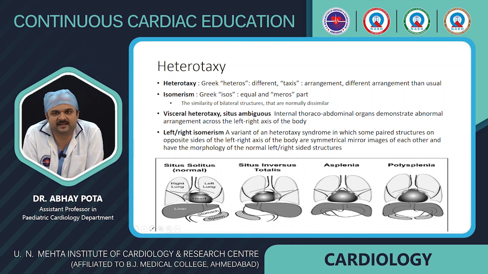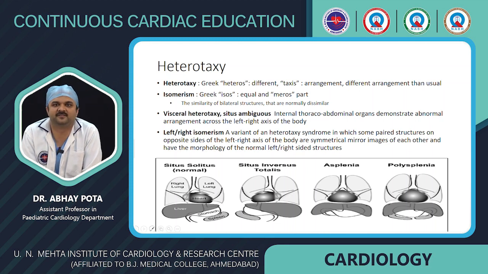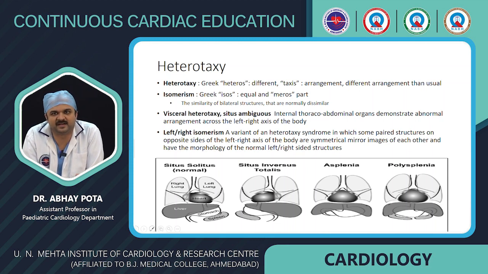And spleen is absent because it is a left-sided structure and there is right isomerism. Right-sided structures are getting similar on both sides, so there is absence of spleen. That is called asplenia. Then what is polysplenia? Polysplenia means left-sided structures are there on both sides.